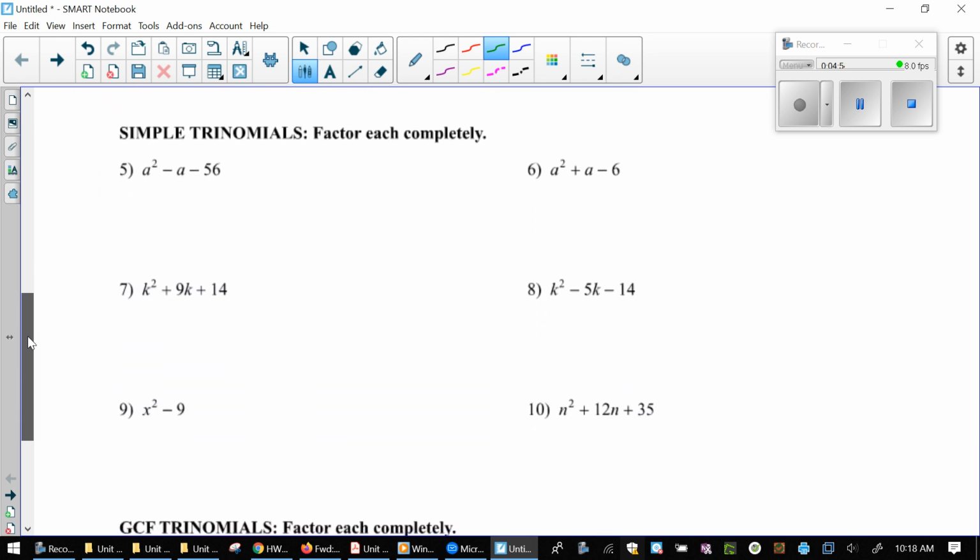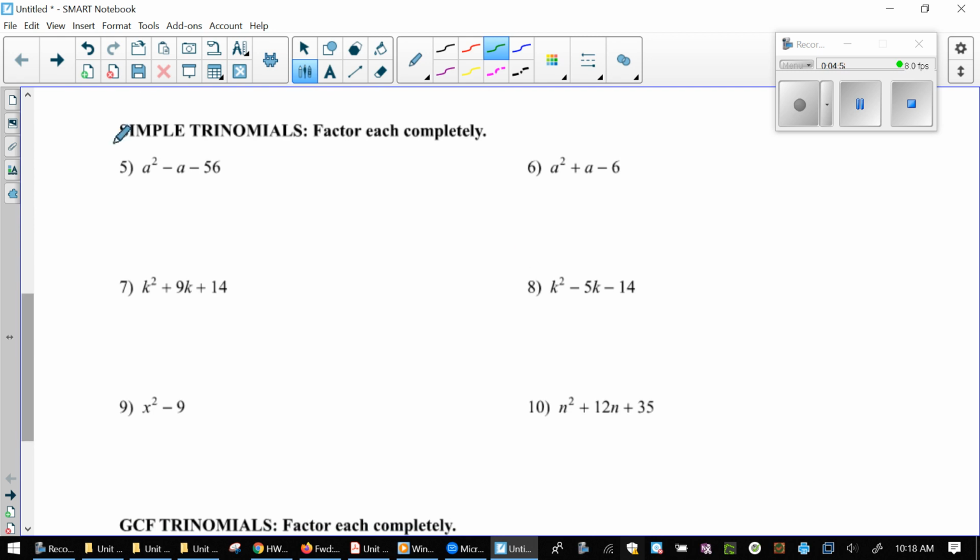Now we have trinomials, simple trinomials. What makes these simple? That's what I'm wondering. If you said that they all have an a value of 1, you are correct. That makes them simple. We don't have to worry about grouping. We can simply just say what multiplies to our constant and what adds up to our coefficient here.